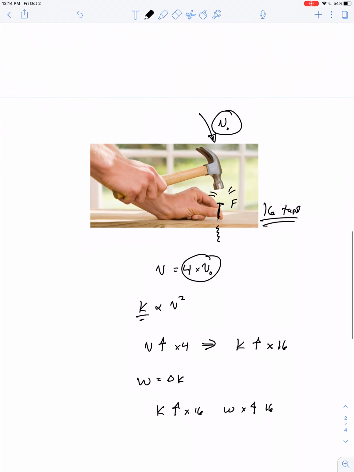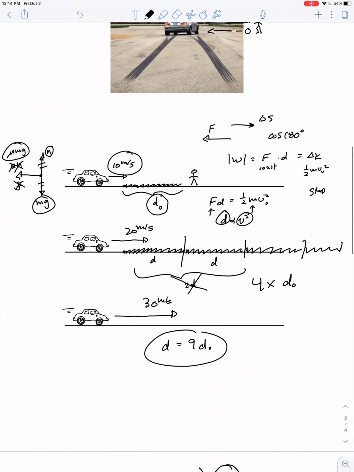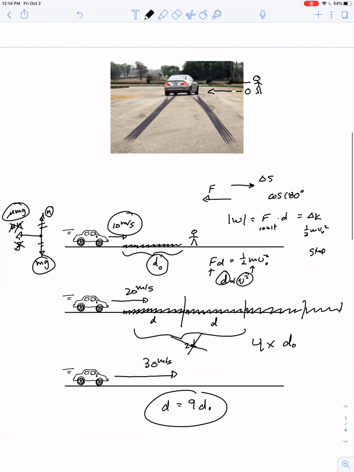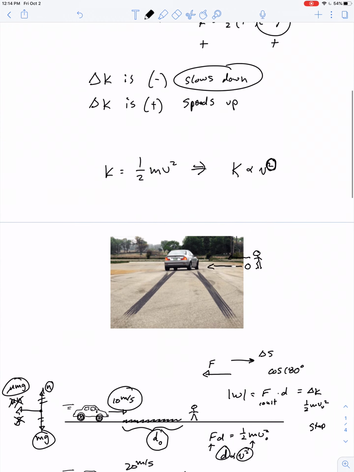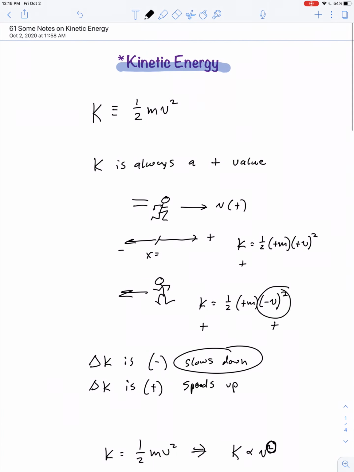So just some insight into kinetic energy. Make sure you appreciate this proportionality between work and kinetic energy and speed, and certainly make note that kinetic energy is always a positive quantity.